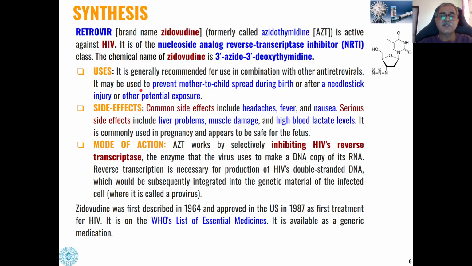Then the next antiviral drug is Retrovir, and its generic name is zidovudine, and earlier it was known as azidothymidine. Commonly nowadays this is also called AZT or azidothymidine. Again, this drug is active against HIV, and this is a nucleoside analog reverse transcriptase inhibitor.